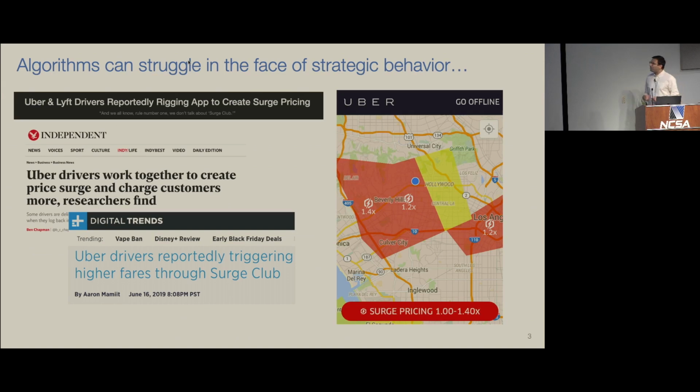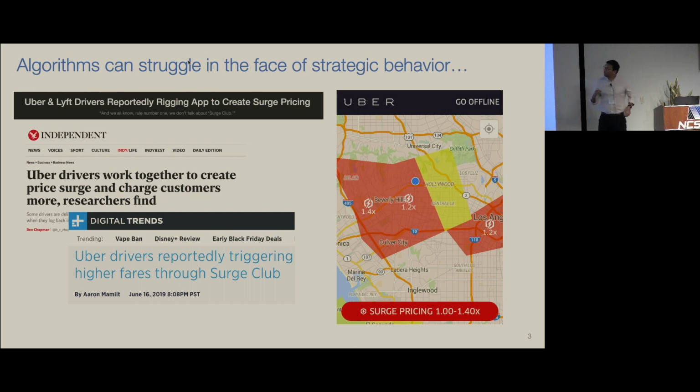But there's no shortage of examples showing that these algorithms really struggle in the face of strategic behavior on the part of their data sources. This is one of my favorite examples. It's a phenomenon known as Surge Club that happens on Uber or Lyft. And Surge Club goes like this.